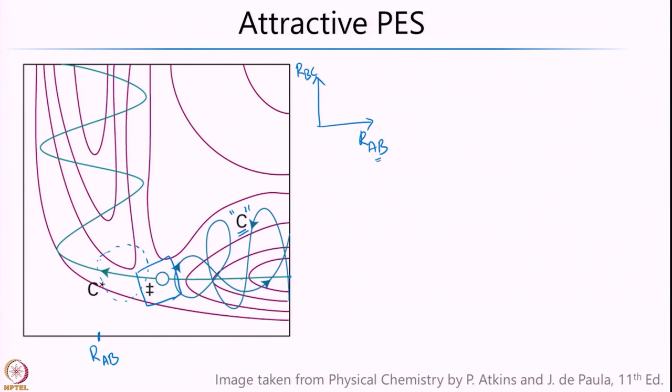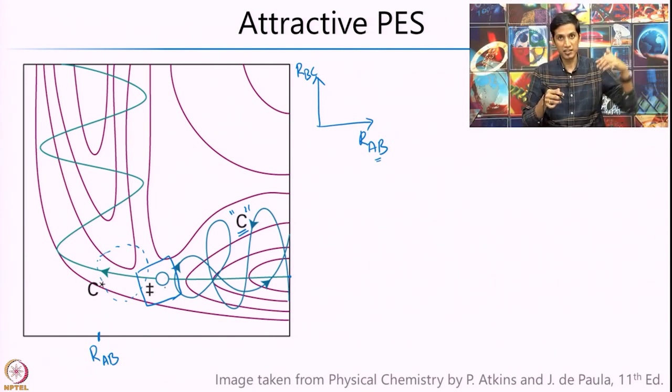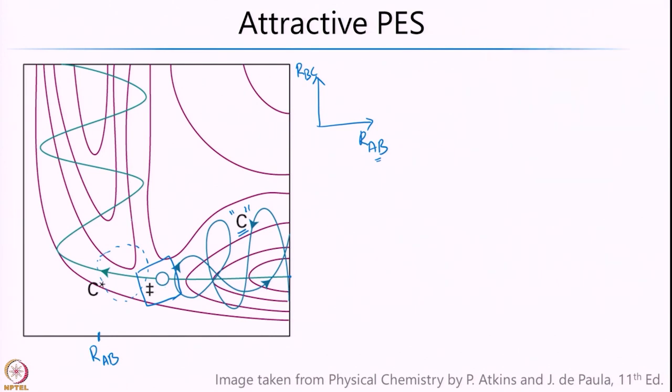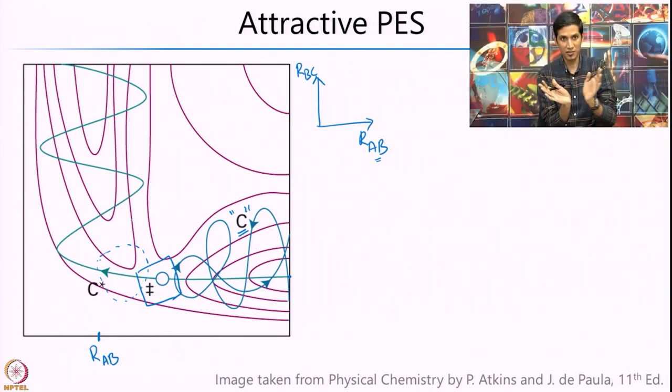Since it is purely translational, it is going to hit the transition state or the saddle point, and once it hits that, it is almost downhill. So now it will go along the same path, but because the system is not symmetric, the saddle point is asymmetric, and actually the product would bounce on the walls of the potential energy surface.